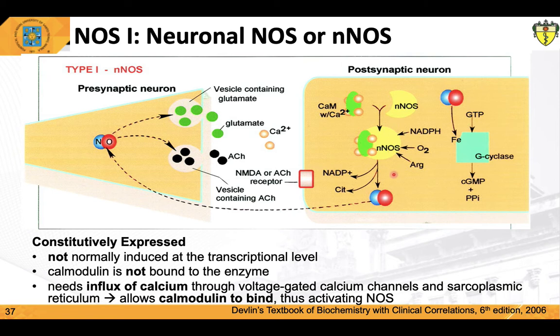Additionally, nitric oxide synthase 1 is constitutively expressed, not normally induced at the transcriptional level, and is activated by influx of calcium 2+ ions to increase calcium-calmodulin binding activity. As calmodulin is not bound to the enzyme at intracellular basal calcium levels, NOS1 requires an influx of calcium through voltage-gated calcium channels in the sarcoplasmic reticulum in order to raise the calcium concentration, allowing calmodulin to bind, thus activating nitric oxide formation.